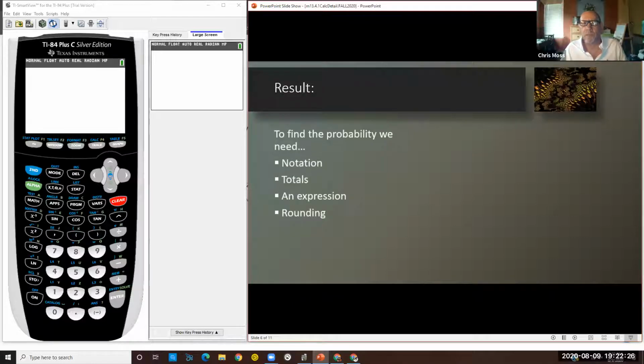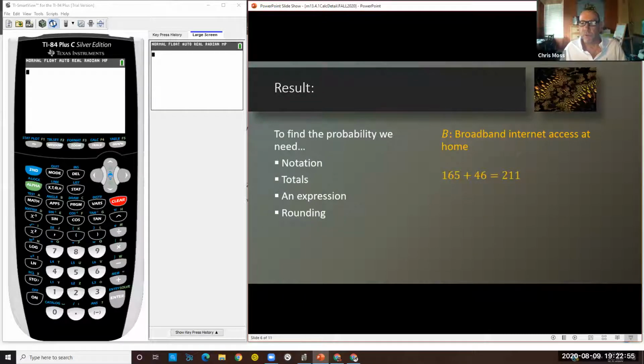Now, to find that probability, we need to do a couple of things. We're going to need some clear notation. We're going to need some total values. We're going to need an expression that's given to us up above in our definition. And then we're going to have to round that particular outcome. So I'll let B, the letter B, stand for broadband internet access. So that's the event of selecting someone who has broadband internet access from home.